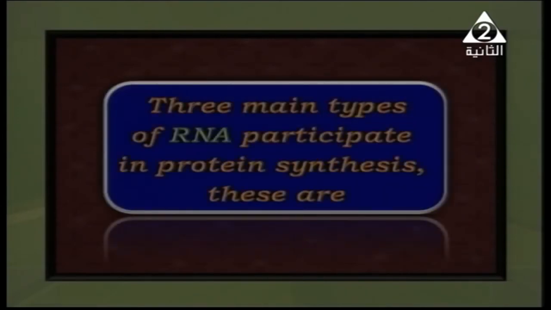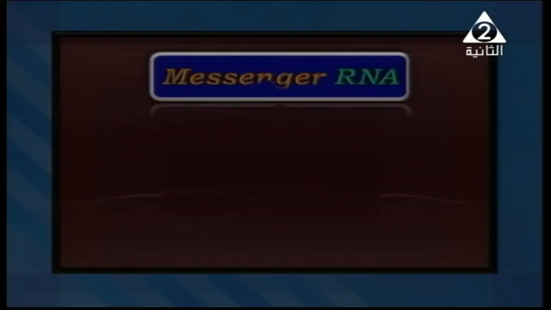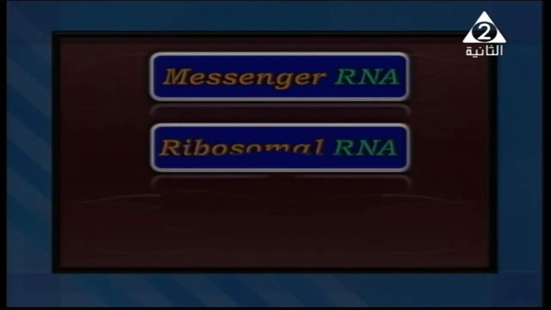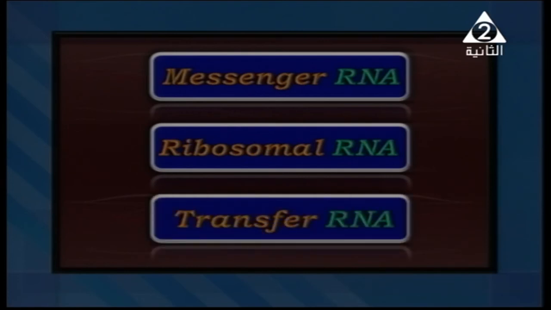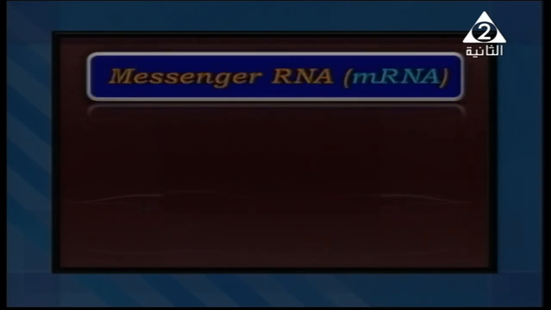The 3 main types of RNA that participate in protein synthesis are: number 1, messenger RNA, symbolized by mRNA. Number 2, ribosomal RNA, symbolized by rRNA. Number 3, transfer RNA, symbolized by tRNA. And we are going to know each one alone. Number 1, messenger RNA.